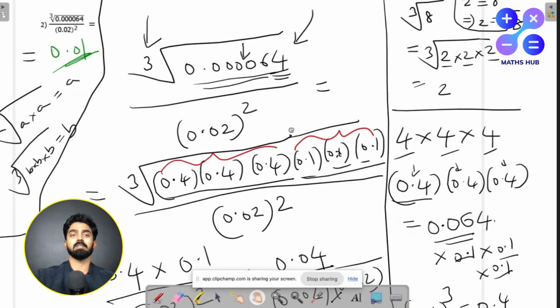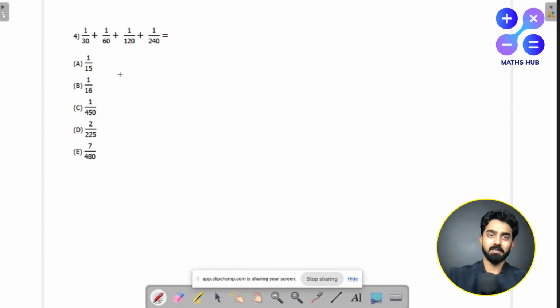Let's go to the next question. Great, so let's look at this question. This seems pretty straightforward to me. This is simply an addition of multiple fractions. You could also say it's an addition of a harmonic progression, right? So it's 30 times 2 is 60, 60 times 2 is 120, 120 times 2 is 240. Or you could go by the traditional LCM method of solving this.